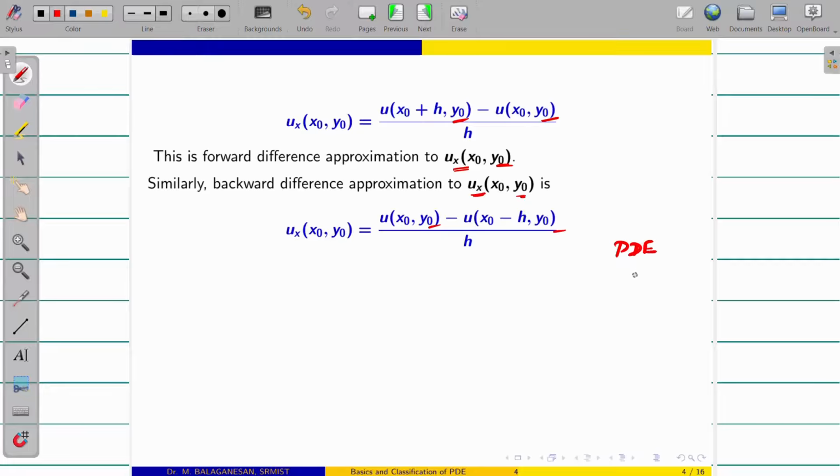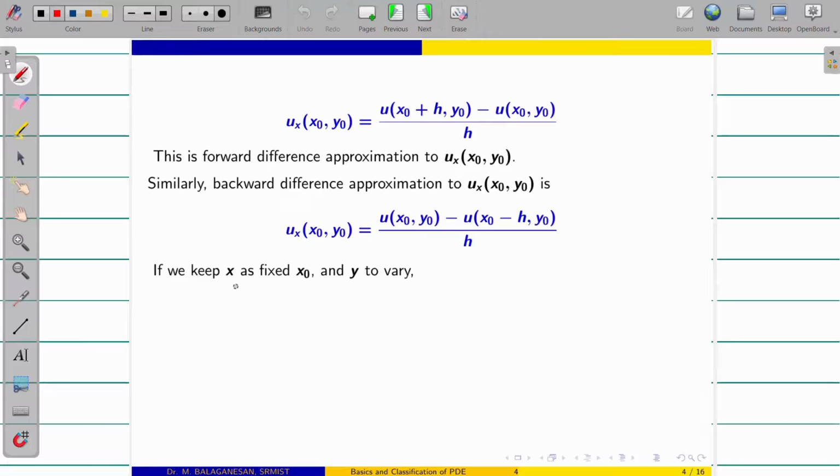An equation which contains more than one independent variable, like x, y, for example u of x comma y comma z, a function having more than one independent variable, is called a partial differential equation. So in deriving for one variable, we have to fix the other variable as a constant. So u_x of (x0, y0) in the forward sense and backward sense, right?